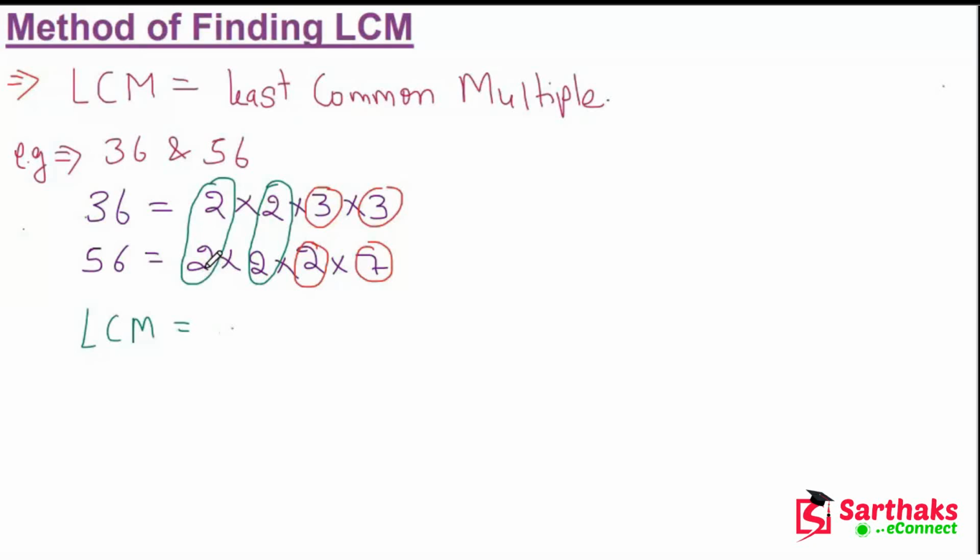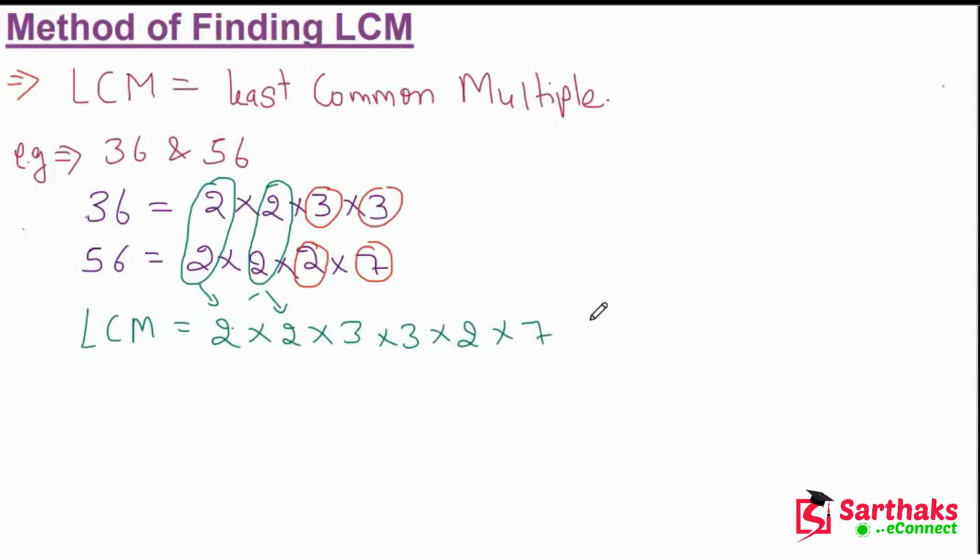So the LCM is equal to, first of all, we write the common parts. There are two commons, 2 times 2, so we write only one 2. Again, from these two 2's, we write only one 2, and write the rest of the uncommon parts. What are the uncommon parts? 3 into 3 into 2 into 7. I hope you get this point.